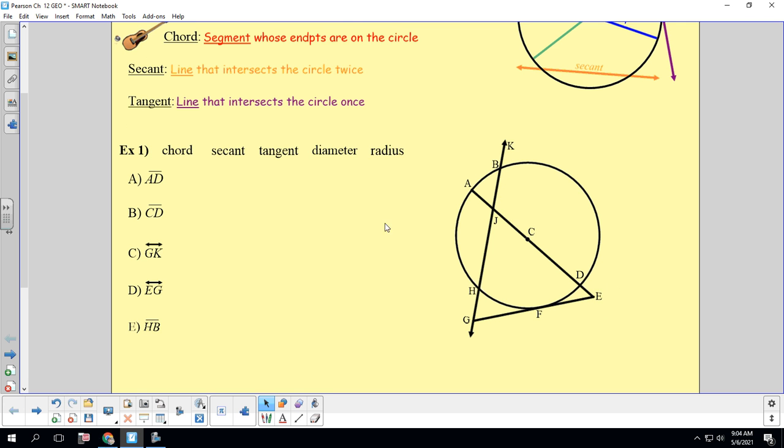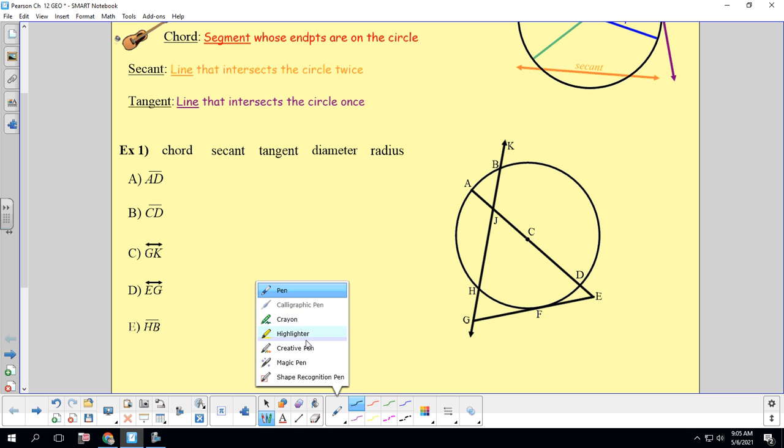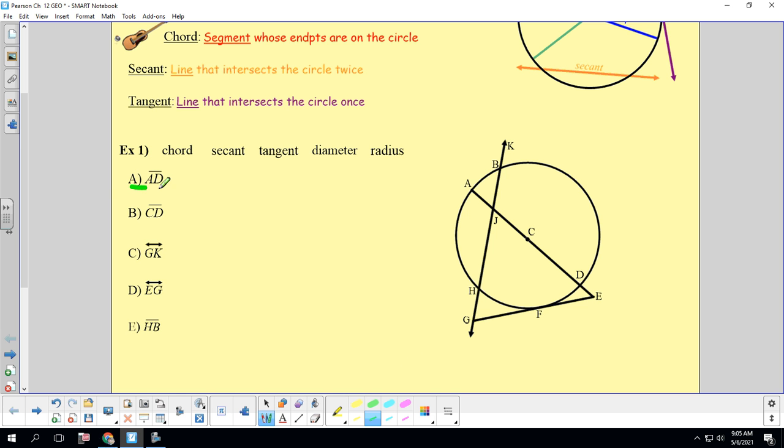So let's look at all these little lines here. AD. Actually, let's get a highlighter. A green highlighter. So AD goes from here to here. It does go through the center, so it gets to be officially called a diameter. CD starts at the center and goes to the circle, so it is a radius.